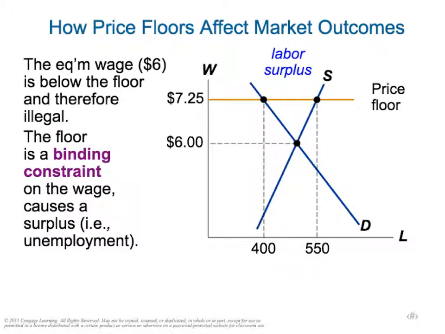Now let's look at this case. As you see, the minimum wage is above the equilibrium level, and the quantity of labor supplied, here 550 labor hours that workers are ready to supply, exceeds the quantity demanded, which is 400 labor hours, for instance. The result is unemployment. Why? Because there is going to be a surplus of labor.